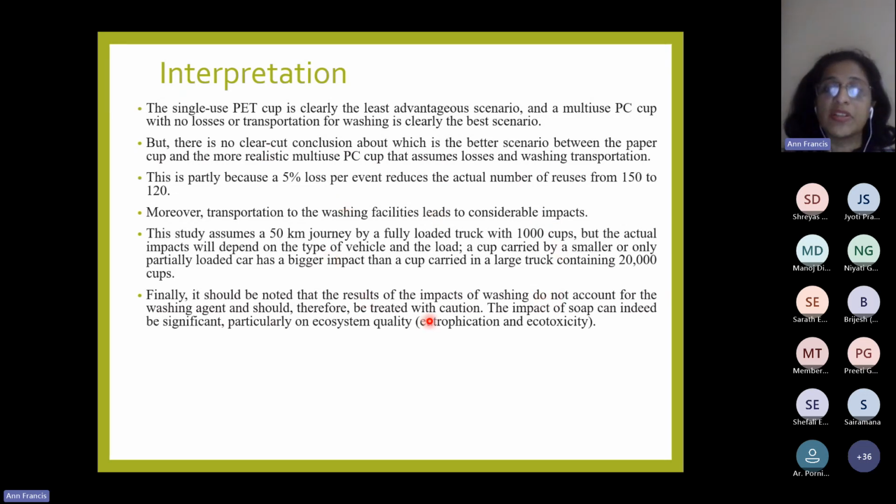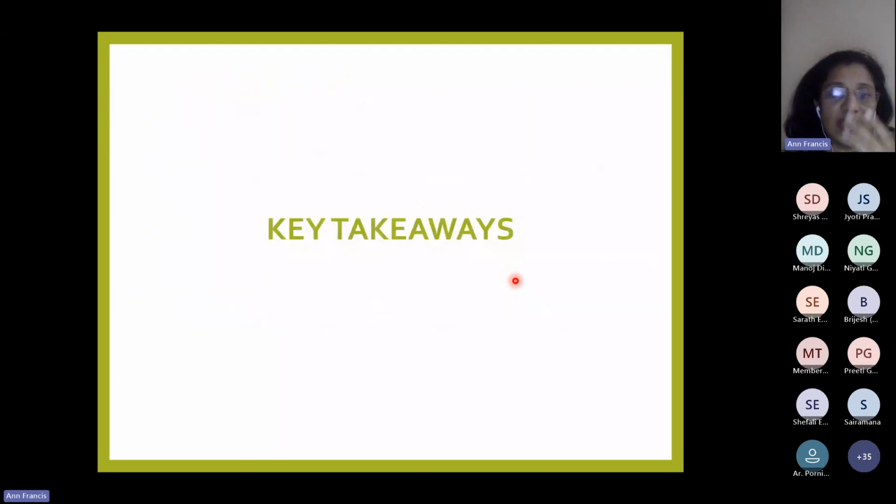There are a lot of assumptions and limitations that need to be accounted for when we are doing an LCA, and we need to be very clear about them. It's not all black and white. The impact of soap is also not considered, because it could be not just on emissions but on other aspects, such as the effect on water bodies, or the toxicity created in the water bodies because of this whole washing process. So the impact could be huge, more than what we are actually seeing.